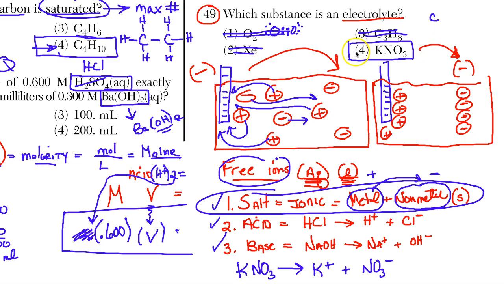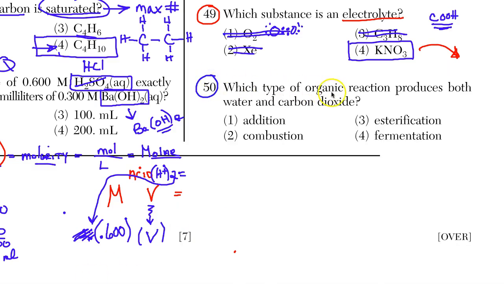49 is 4. But again, there is an organic acid out there that loves to be this answer, and it's that COOH group. So if you see a COOH group that's covalently bonded, that's the exception to molecular compounds, because in Table R, it's an acid. Okay, so 49 is choice 4. Number 50, which type of organic reaction produces both water and carbon dioxide?